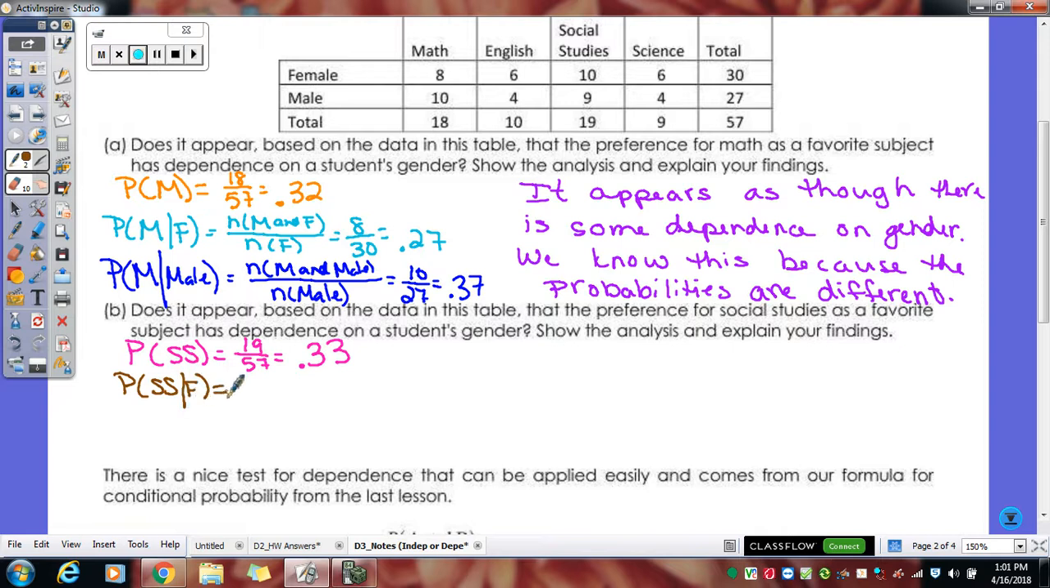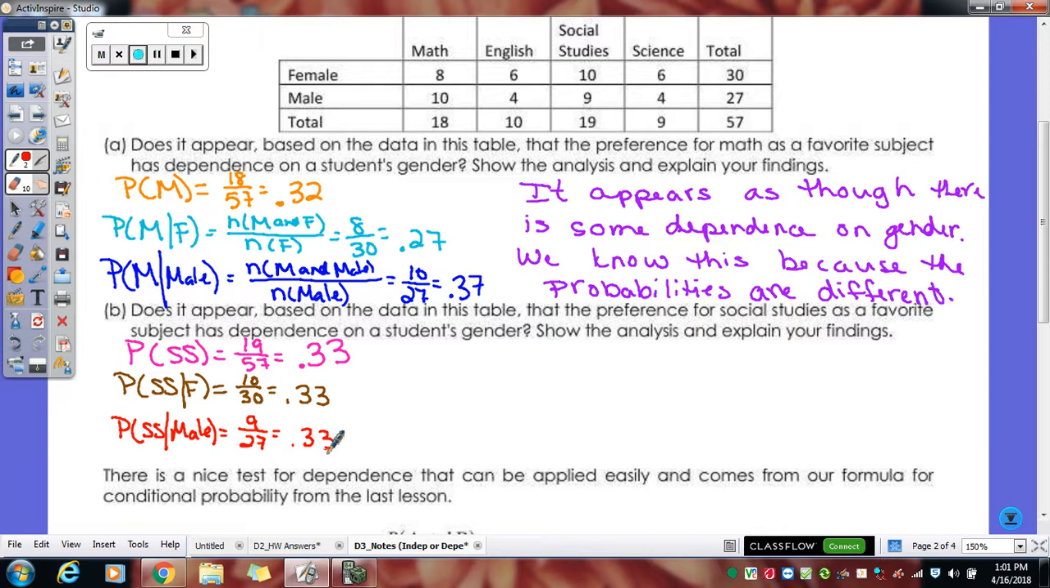So we'll do probability that they picked social studies given that they are female. So how many females picked social studies? 10 out of how many females total? 30. 0.33 again. So now probability they pick social studies given that they are male. So how many males pick social studies? 9 out of 27, which as a decimal? 0.33. 0.33.